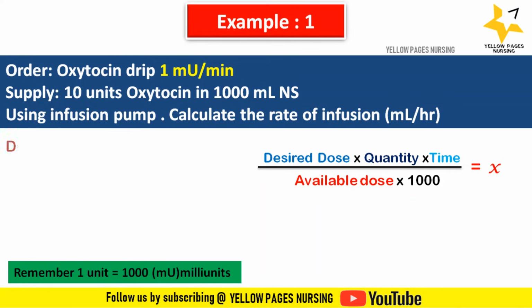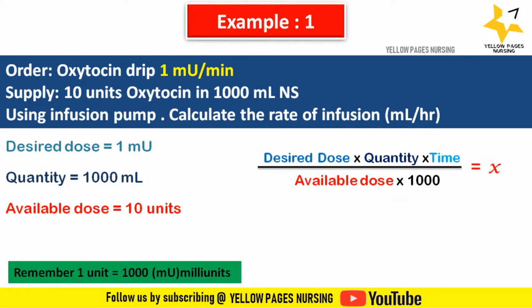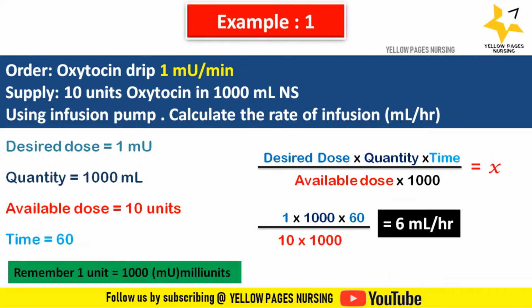Here the desired dose is 1 milliunit, quantity is 1000 ml, available dose is 10 units, time will be 60 minutes. Because the doctor's order is in milliunit, and in order to convert unit to milliunits, we are multiplying the denominator by 1000. Applying all in the formula, we get 1 multiplied by 1000 multiplied by 60 divided by 10 multiplied by 1000 gives 6, and so we set 6 ml per hour in the infusion pump.